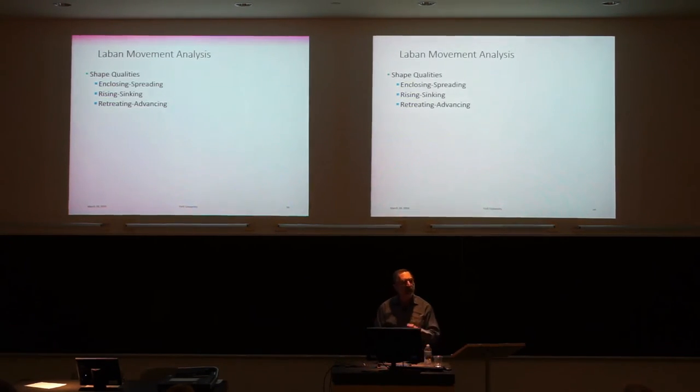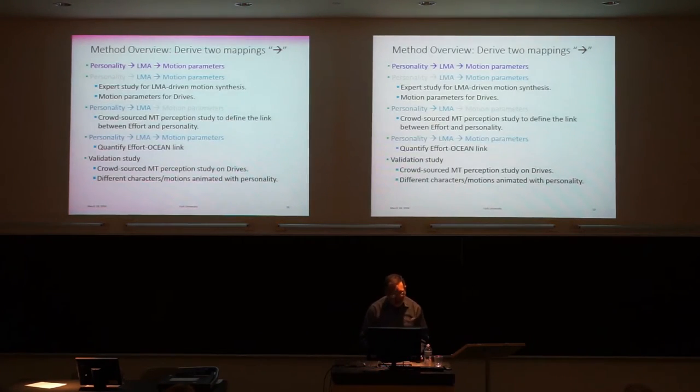All right. Shape quality is a little simpler. Now what is it we want to do? What we want to do is derive two mappings. This is the computer part. One of the mappings will go from personality to these LMA parameters. Now, we've got a couple of hard things here. We've got to characterize personality, and we've got this qualitative system of LMA that doesn't have a numerical basis, so we have to quantify that. And then we also have to go from LMA to motion parameters, which again is from qualitative to quantitative. So we have to do both arrows.